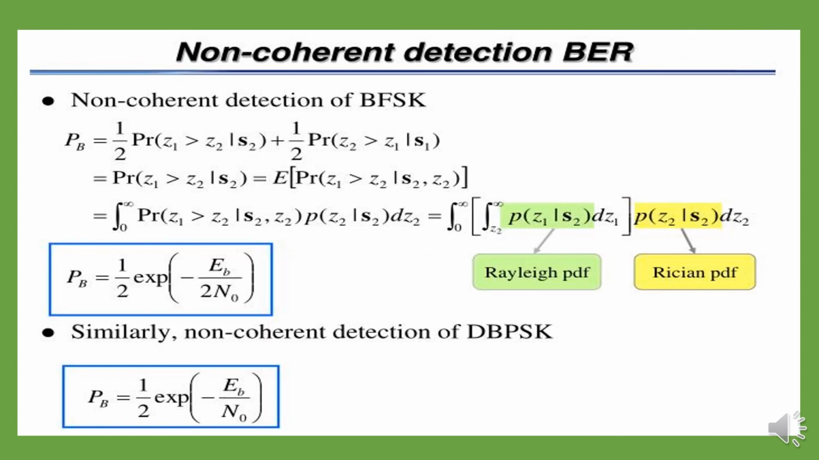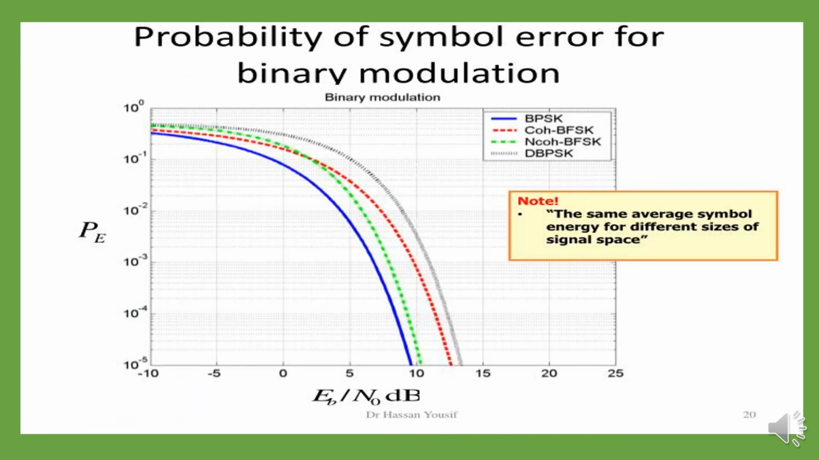And next we will see the non-coherent detection of BFSK. So here we will write the error probability. The error probability is obtained by using these equations. The error probability is given by Pb equal to 1/2 exponential of minus Eb by 2N0. And similarly for non-coherent detection of DBPSK, that is differential BPSK, the error probability is 1/2 exponential of minus Eb by N0.